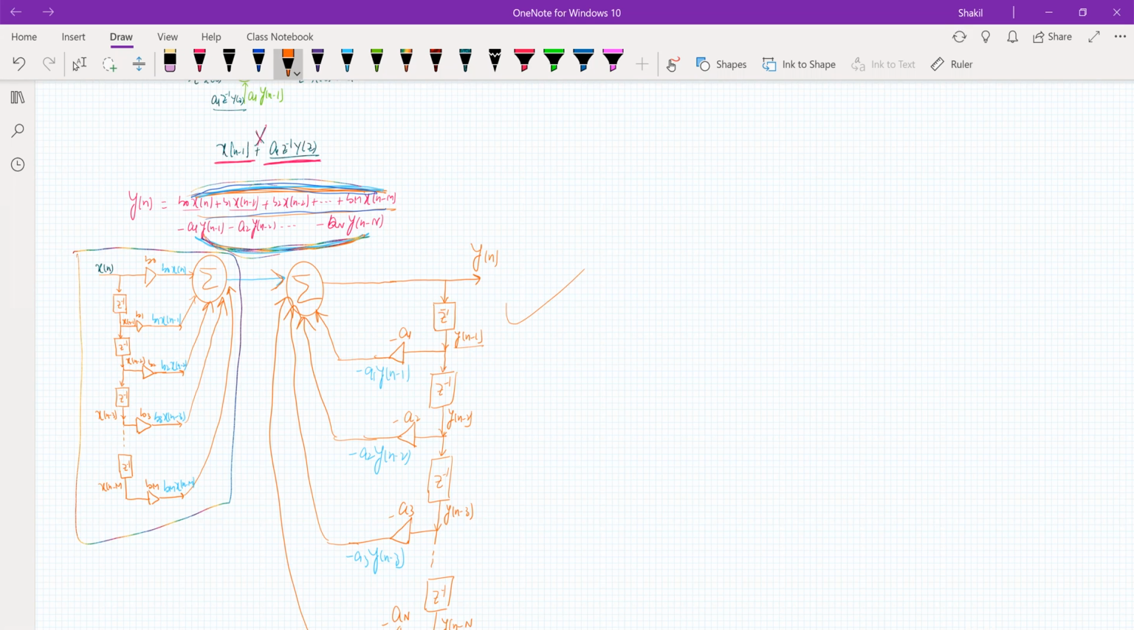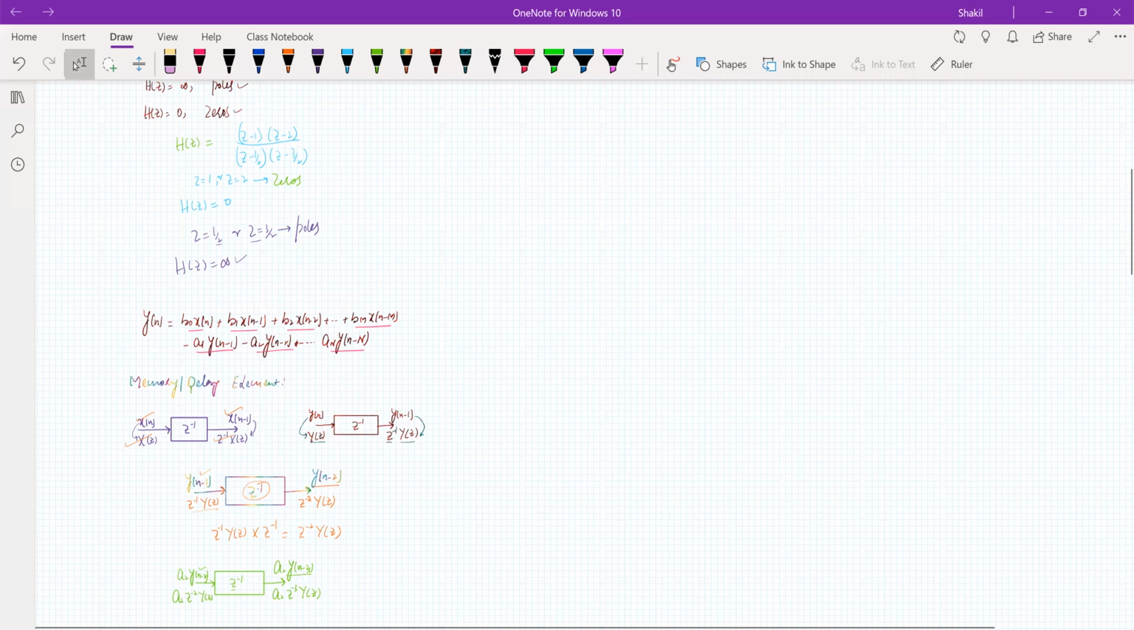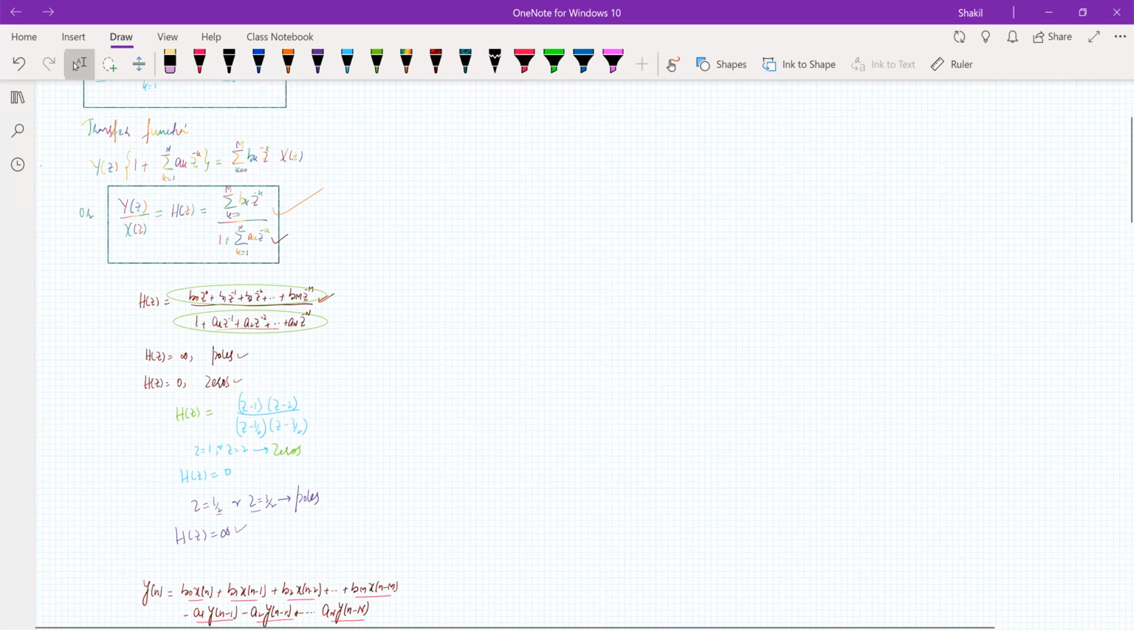Remember, x of n is the input, y of n is the output, and z inverse, these small boxes, denote the delay elements. These denote multiplication elements, or simply the multiplier. This is the summer. Finally, this is your output. All right. Okay, now before I end this session, please remember, have a look at this.